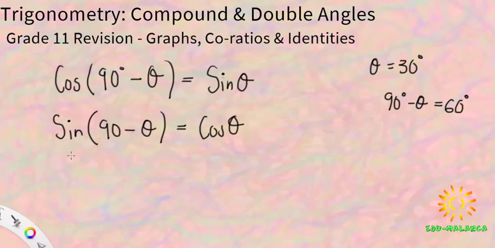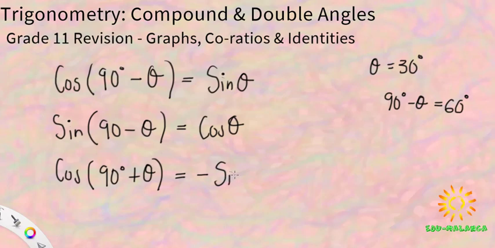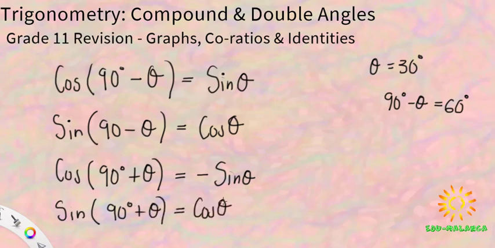And there's another two co-ratios that we must define, and it's that cosine of 90 degrees plus theta is equal to minus sine theta. And the sine of 90 degrees plus theta is equal to cos of theta. Remember these guys, when you're working with trig equations, you can use them to simplify. If you see an equation with cos of 90 plus or minus, you can simplify it to something. That's what co-ratios help you to do.